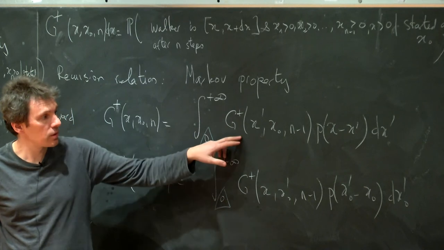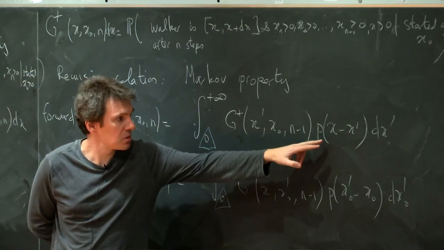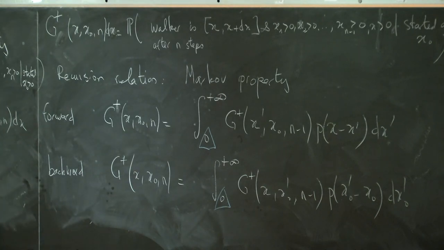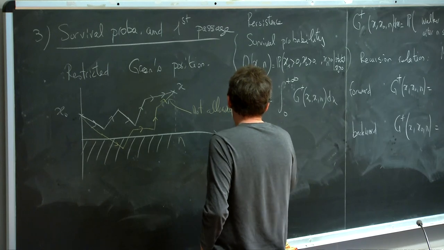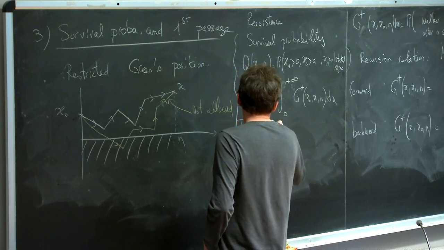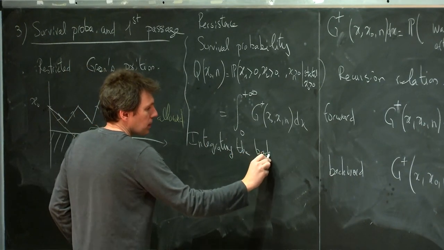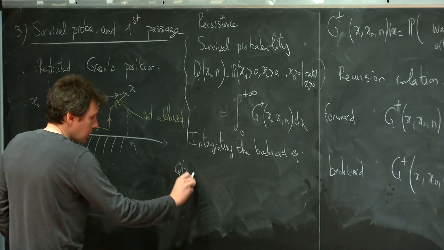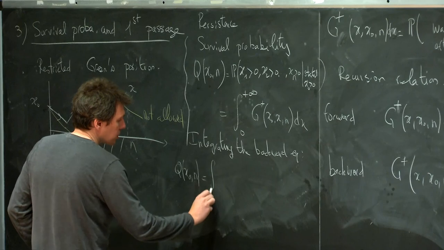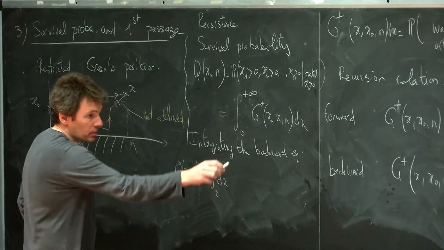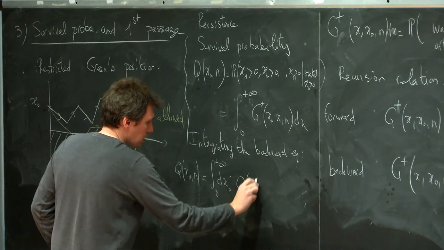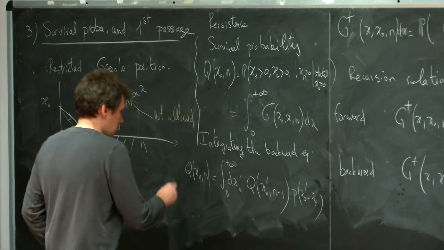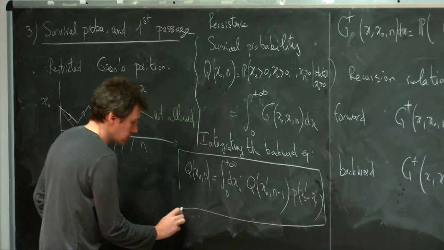Of course, this remark obviously does not hold in this case, because if you integrate over x, you integrate over this guy, and you don't know what you are doing. So the nice thing is that by integration of the backward equation, and that's why it's so important, what you obtain is that Q of x0, n itself satisfies a backward Kolmogorov equation. That means simply, integral over x0 prime of Q of x0 prime, n minus 1, P of x0 prime minus x0. Okay. So that's quite important.